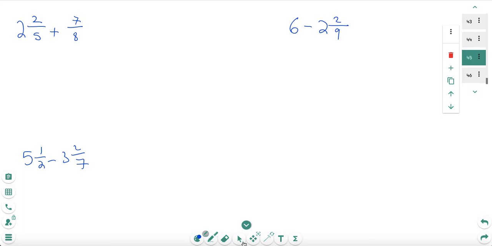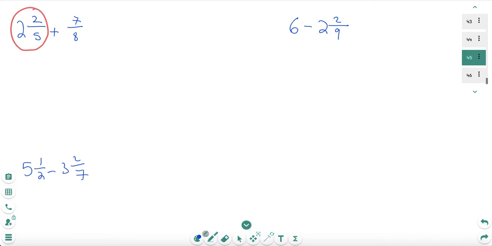Next page. Now, how do we add and subtract fractions with mixed numbers? Well, the first thing you have to do if you have mixed numbers is make them improper. So how do we do that? We're going to do it on the side, 2 and 2/5. Our denominator stays the same. 2 times 5 is 10, plus 2 is 12. So it's going to be 12/5. So we're going to do 12/5 plus 7/8.